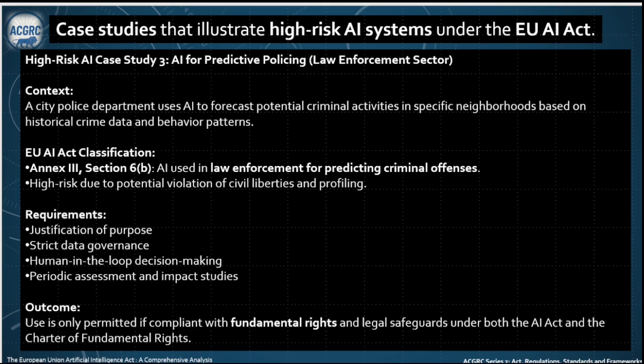From an EU AI Act perspective, this hits Annex 3 Section 6B, AI used in law enforcement for predicting criminal offenses. This is high risk due to potential violation of civil liberties and profiling. The outcome is its use is only permitted if compliant with fundamental rights and legal safeguards under both the AI Act and the Charter of Fundamental Rights. So it can only be permitted if it is compliant with the fundamental rights.